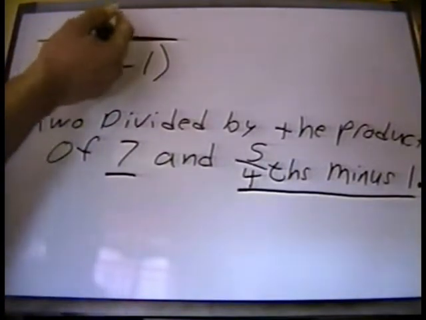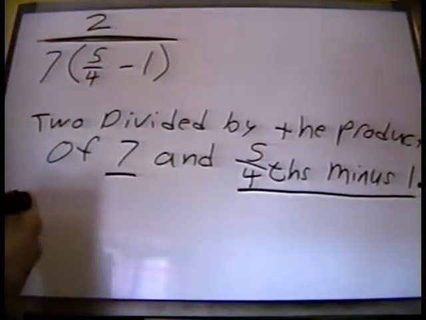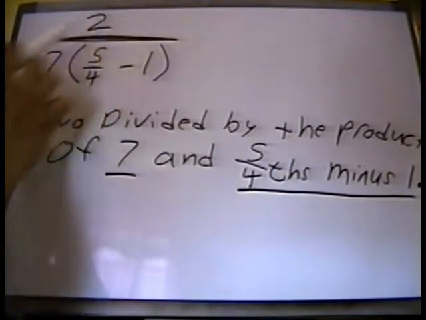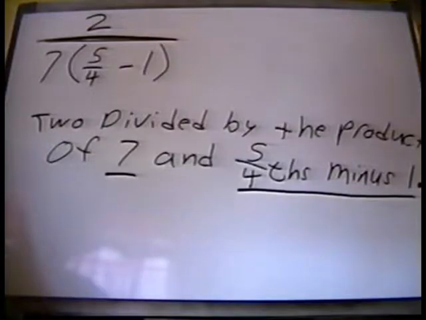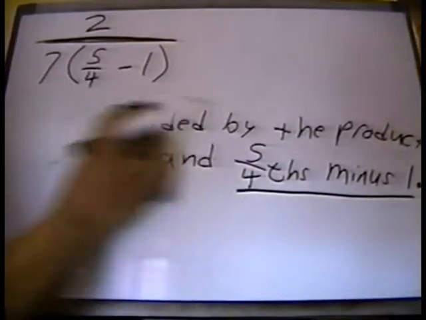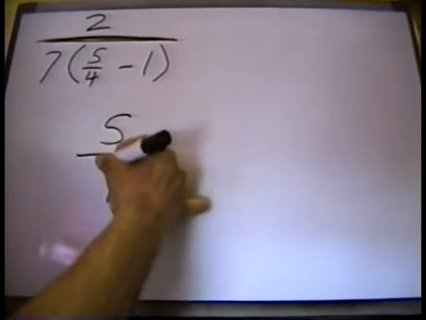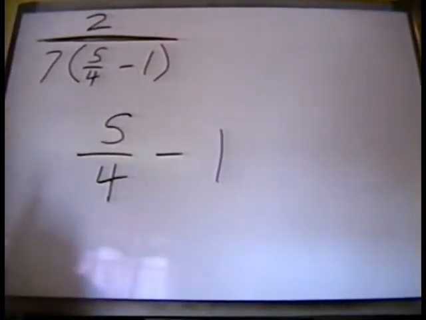Now, there's no operations taking place in the numerator, so there's nothing to be done in the numerator. Until we have a final result in the denominator, we'll see if we can divide. Now, the first thing we do is what's in the grouping symbols: 5/4 minus 1. We have to deal with this.